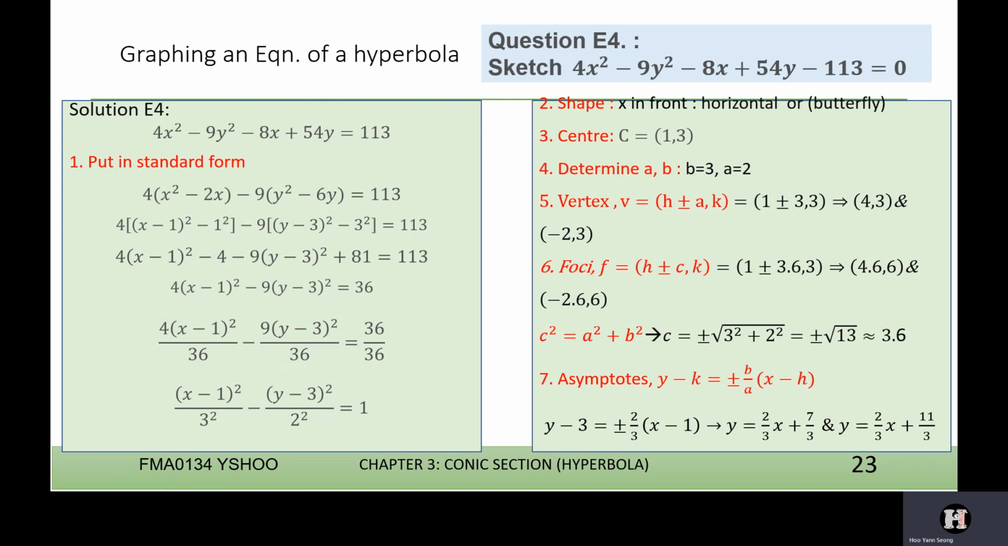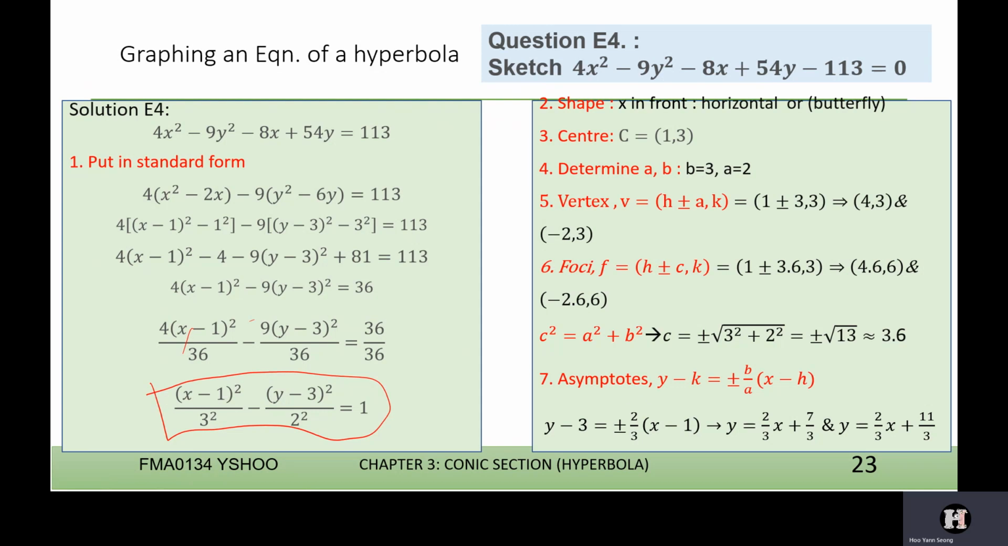Okay, now we look at one more example, which is a little bit more complicated compared to the previous one. This one is called the general formula for the hyperbola. You can see that from here you cannot tell. I have to remind you, from 4x squared minus 9y squared and so on, you cannot tell whether it is horizontal or vertical, because you cannot tell from the general form. You can only tell whether it is a vertical or horizontal hyperbola once you come into a standard form.